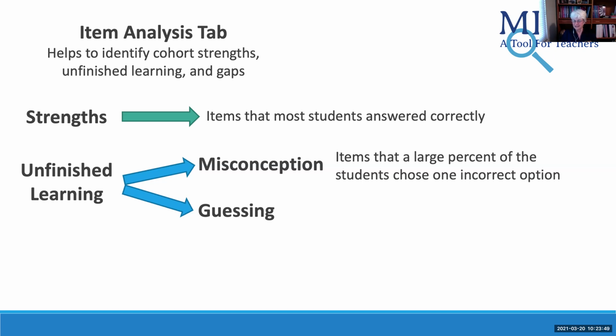The guessing section, in order to make a judgment whether kids are just guessing, is again looking at your analysis tab. If you see an item where all options were chosen fairly evenly, that tells you that students really weren't quite sure. They have some familiarity with the technique or the procedure or the skill that's being asked for, but they're really not sure, and they were just picking their best guess.